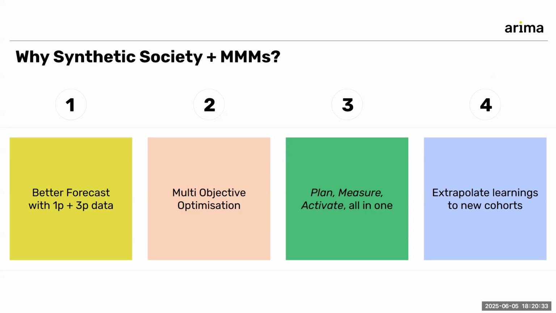So how do these two things come together? What's the advantage of adding the synthetic society into an MMM? There are four reasons why people should look at combining the two together. And these are also what we tell our clients why you should consider not just leveraging an MMM, but enrich it with as much information as you can. So reason number one, better forecast with first party and third party data.